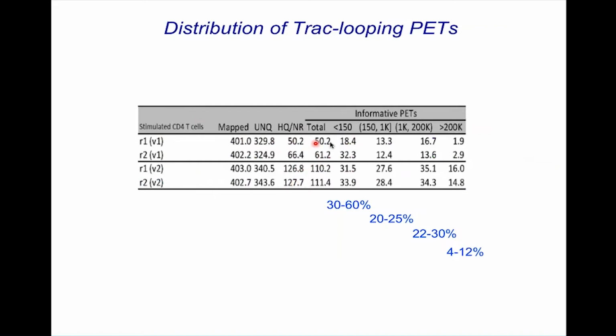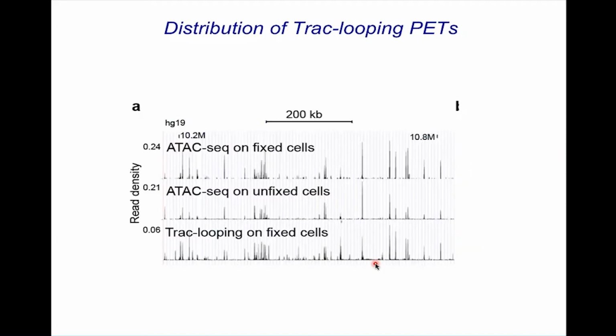The distribution shows that 30% to 60% of PETs are smaller than 150 base pairs, 20 to 25% are between 150 and 1,000 base pairs, and about 20 to 30% are longer than 1 kb. Next, I'm going to walk through each of these categories of PETs to see how they reveal information about the genome's chromatin structure.